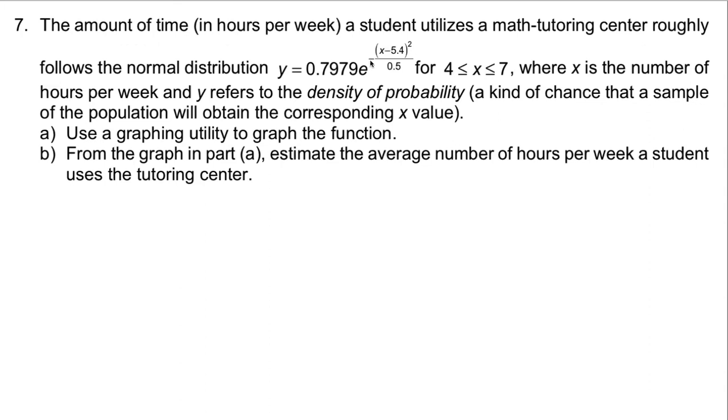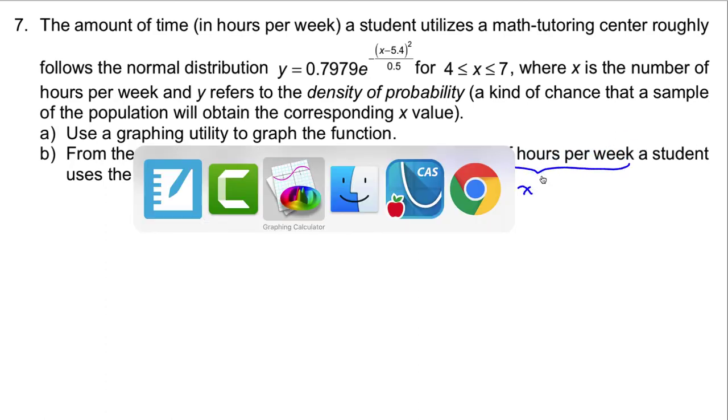In this question we have not quite an exponential curve, we call it a Gaussian curve or a Gaussian model or a normal distribution. Here x represents the number of time measured in hours per week that a student utilizes a math tutoring center, and y is going to represent the distribution or maybe the percentage of the population that we are sampling. So here the density of probability, you can think of that as a percentage. We want to graph this function using the graphing utility, and then estimate the average number of hours per week, which is really the average value for x, that a student is going to use this tutoring center. So let's take a look at our graphing program.